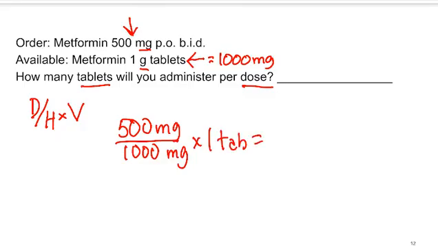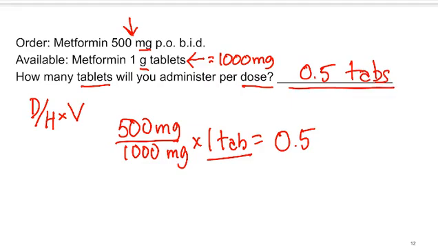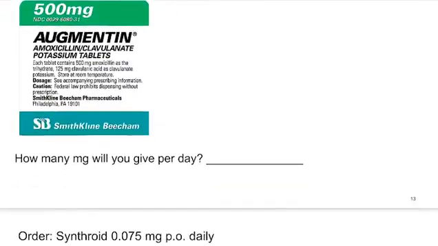And I'm going to go to my calculator and I'm going to do 500 divided by 1,000, and I get 0.5. Okay, the X is the one I'm solving for. I get 0.5 tabs. Make sure you write it in the line and you label your final answer. Okay, moving right along.